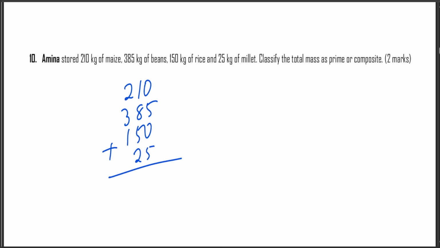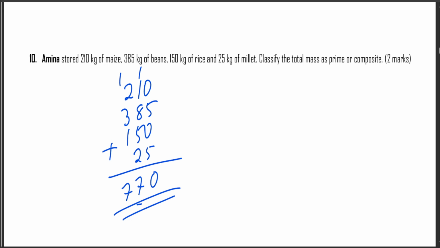So let's add them all. So this will give you something like this. 5 plus 5 is 10, 8 plus 2 is 10, 10 plus 5 is 15, plus 2, 17, 2 plus 1 is 3, 3 plus 3 is 6, 6 plus 1 is 7. But you can use your calculator also to confirm whether it is correct or not. 210 plus 385 plus 150 plus 25, so it gives you 770.